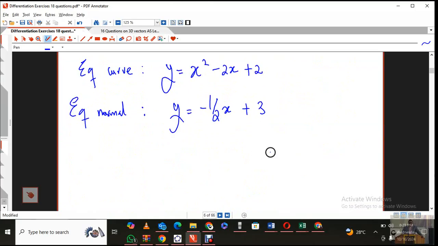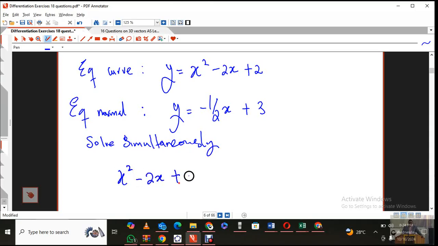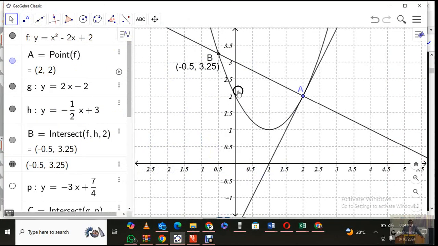Why is this important? Because we're going to solve them simultaneously. So we're going to solve these two simultaneously, because the curve and this normal meet at a certain point B. So for us to find that point, we first have to solve them simultaneously. This is going to allow us to find values of x. So basically it's the curve that I have over here that I'm equating to that line over there. So this is what we're going to do. So we're going to find the x value.